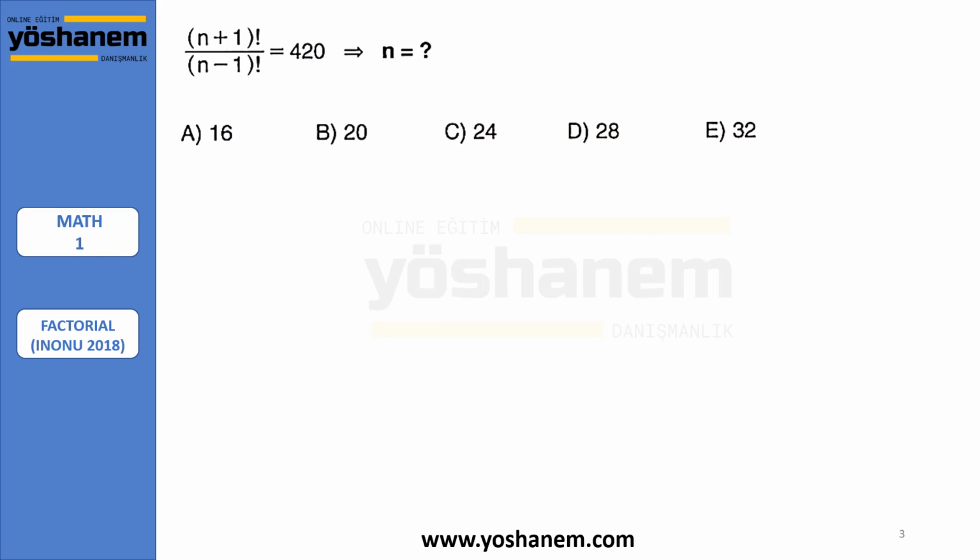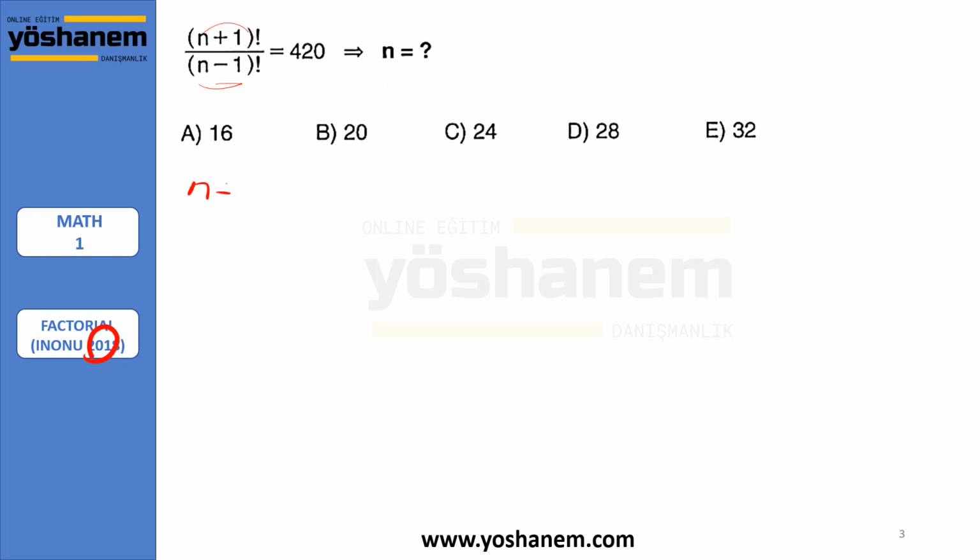This question is from 2018. So it says n plus 1 factorial over n minus 1 factorial equals 420. And what's n? If we find something alike between n plus 1 and n minus 1, we can cancel them, right? So here, which one is bigger, n plus 1 or n minus 1? If you say n plus 1, you are correct.